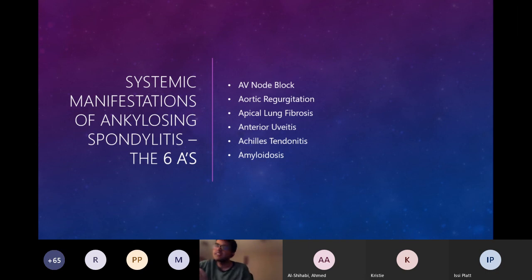Achilles tendonitis. Ankylosing spondylitis causes this thing called enthesitis. So enthesitis is pain at the insertion of any of your tendons. Achilles tendonitis is the most common enthesitis you'll get in this condition, but it can be any of them. And because any chronic inflammatory condition can cause amyloidosis. All right.